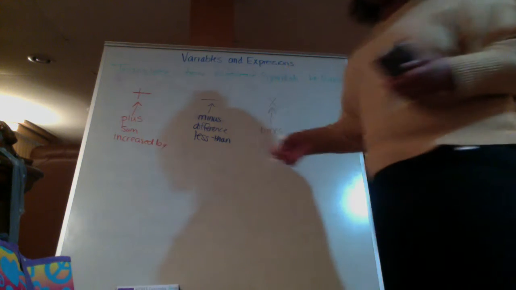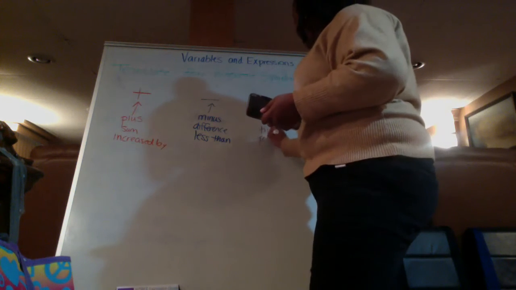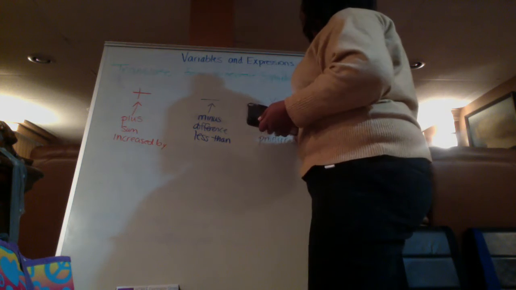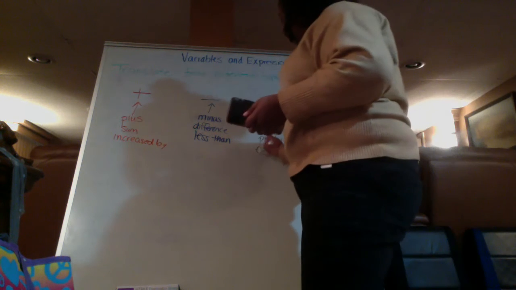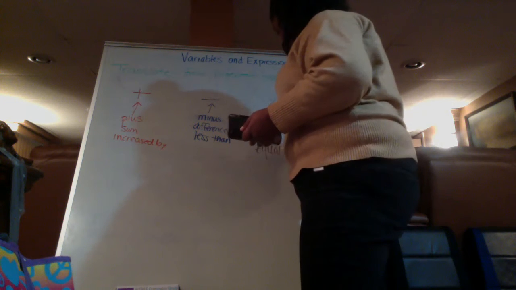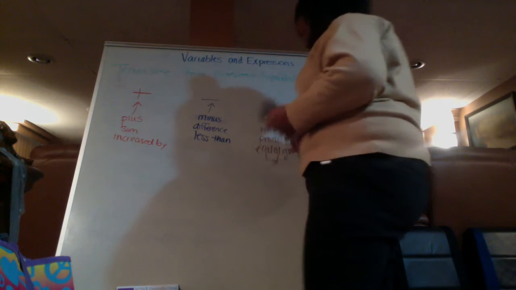So like 3 times 6. Or you might hear the word product. So what is the product of 3 and 6? You might also hear equal groups of. But that's not as common.